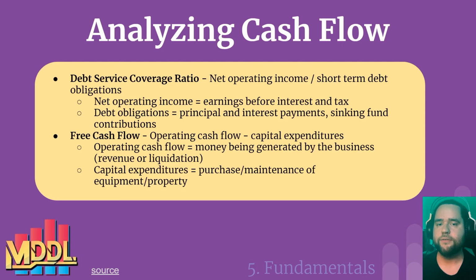This is more advanced, so I'm just going to gloss over these, but one good ratio that you might want to look at is the debt service coverage ratio, and that's a ratio of net operating income to short-term debt obligations. What does that mean? Well, net operating income is basically earnings before interest and tax, and debt obligations is basically anything involving paying off debt. Free cash flow, this is an important one. It's operating cash flow minus capital expenditures. So there's the definitions of those. Pause the video, look back if you need to.